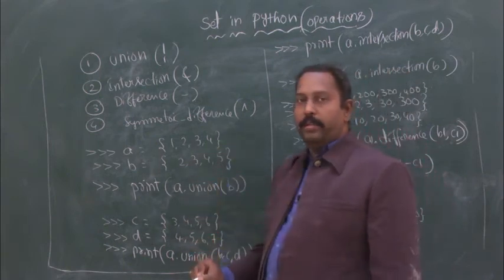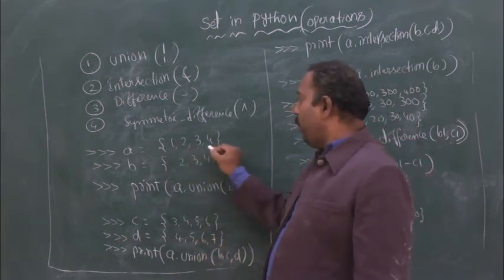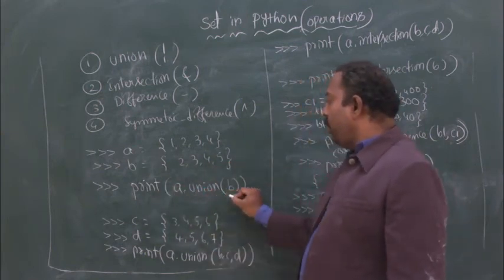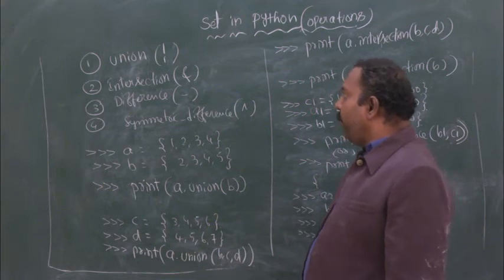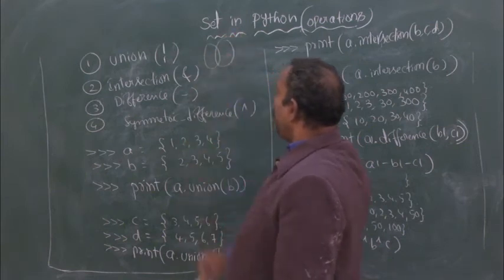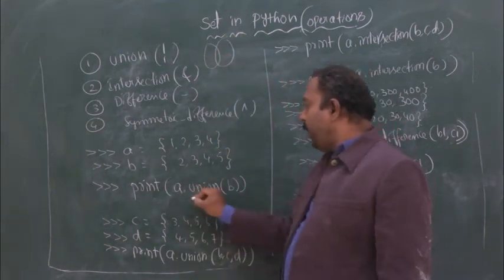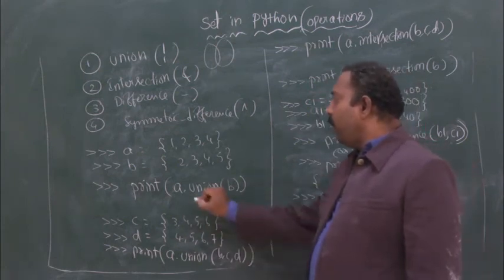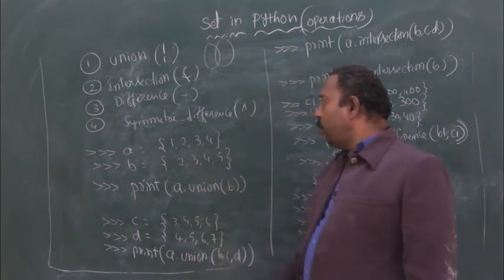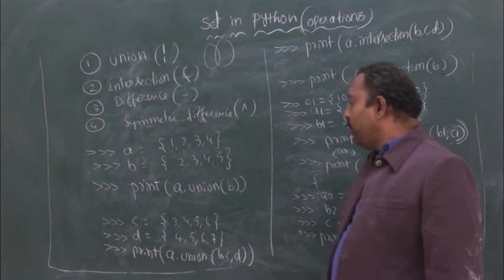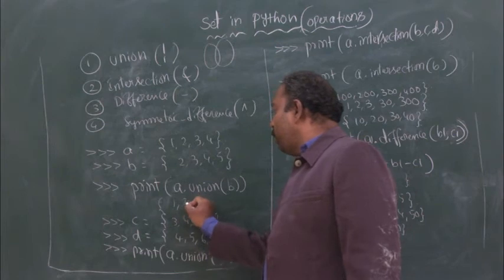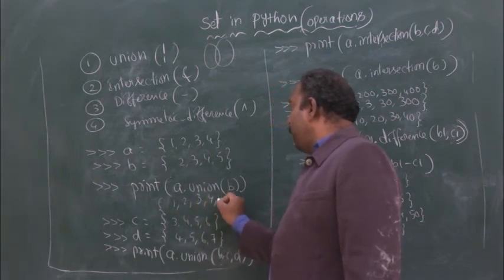So the first one is union. Suppose I have taken the set A equal to {1, 2, 3, 4} and B equal to {2, 3, 4, 5}. Now I want to print A.union(B). You already know what a union is. What output will you get here? The common elements are 2, 3, 4. So A.union(B) gives the output 1, 2, 3, 4, 5.